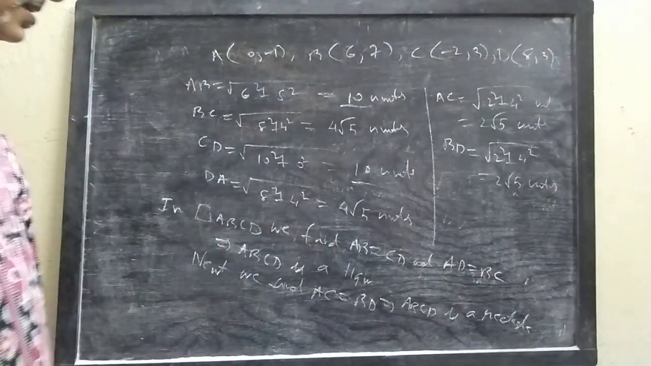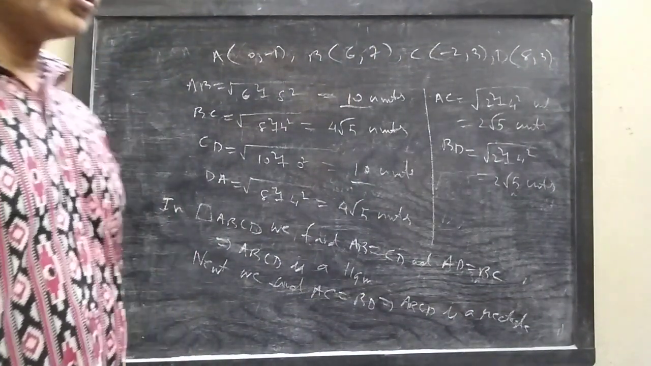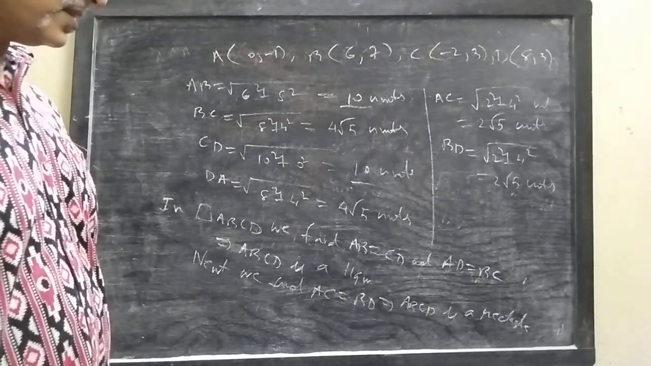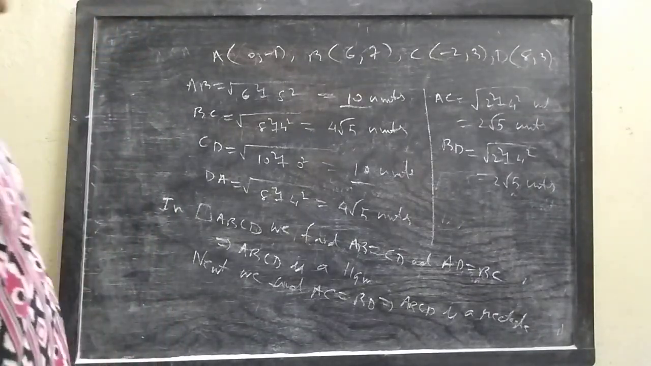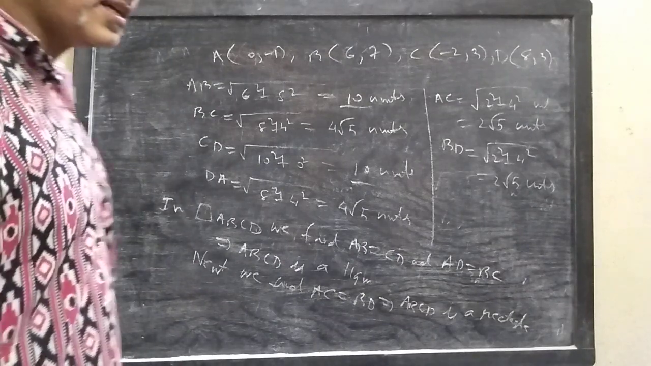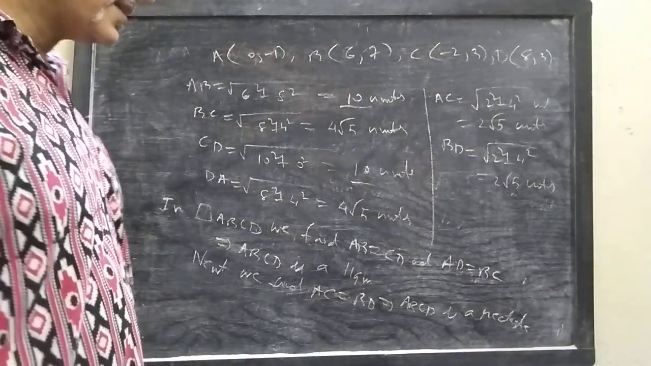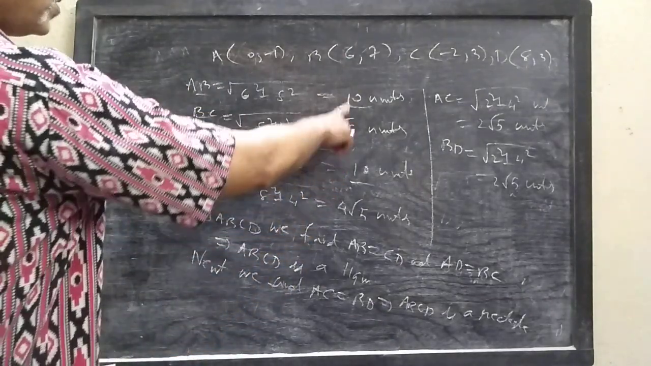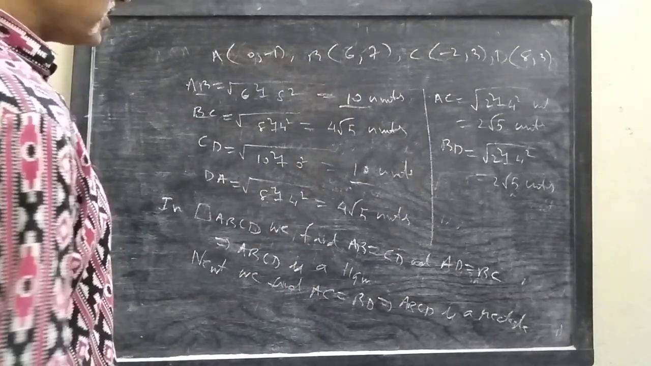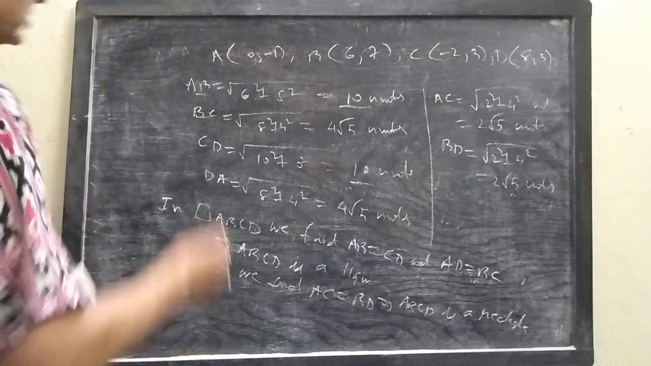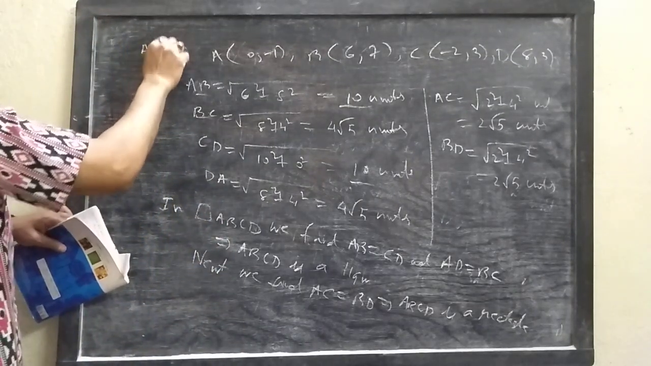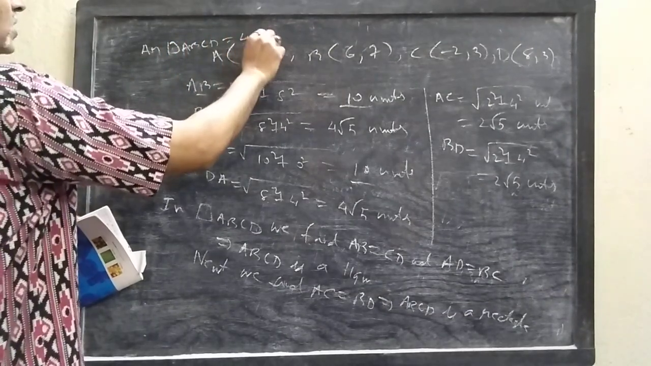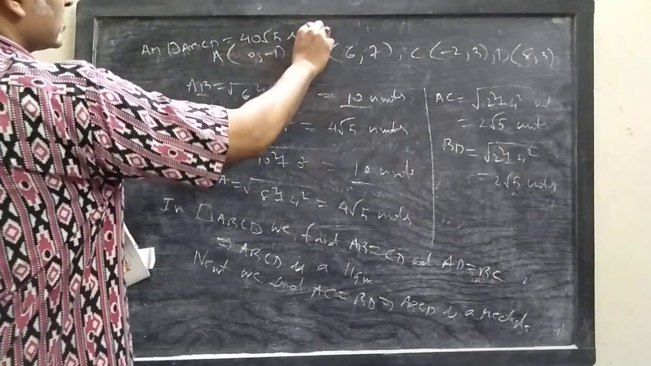What you have to write as a reason? You have to write that we know if diagonals of a parallelogram are of equal length, then it is a rectangle. Next you have to find the area of the rectangle. So area of the rectangle is product of any two adjacent sides. You can take AB and BC. So your area will be 10 into 4 root 5 square units, that is 40 root 5 square units. So area of rectangle ABCD will be 40 root 5 square units.